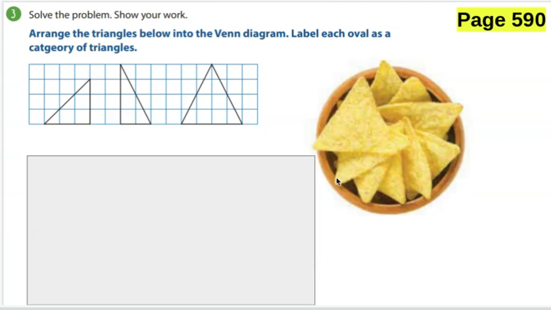All right. So you're going to want to flip to page 590. You can see right up in the corner, and you can see that this problem's looking with some Tostito chips and salsa. Perfect for Cinco de Mayo. So it says, arrange the triangles below into the Venn diagram. Label each oval as a category of triangles. So again, remember you can classify your triangles based on their sides and based on their angles. So take a look at these 3 triangles and go ahead and try to create your own Venn diagram. Push pause and come back when you are ready to go over it.